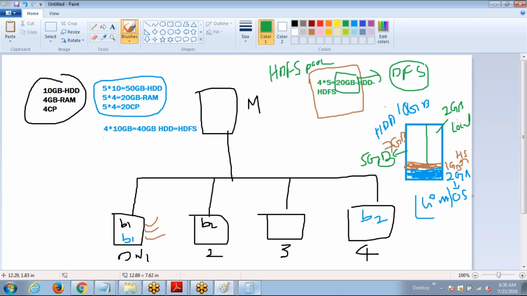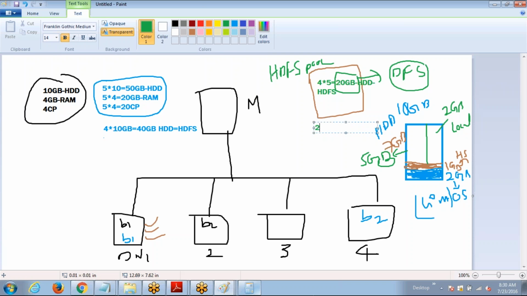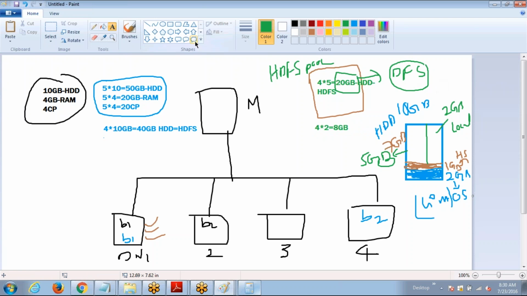What is non-DFS? Non-DFS is 4 into 2 GB, the 2 GB you allocated for your local. So 4 into 2 GB equal to 8 GB. 8 GB is your local one, which is not related to DFS. That is non-DFS, which is local. This is very, very important.